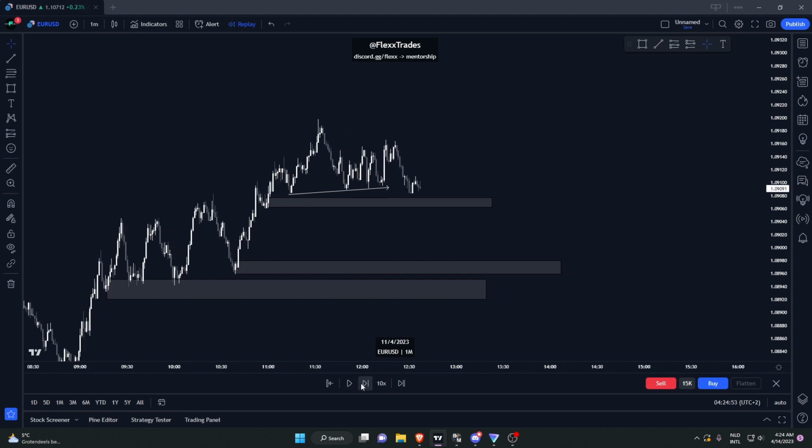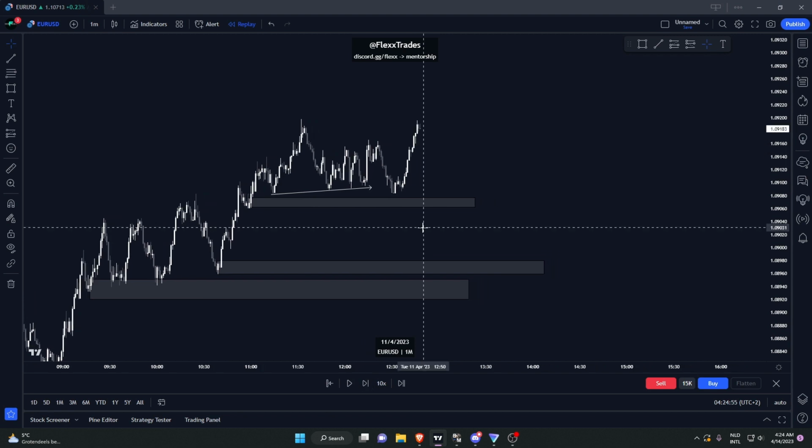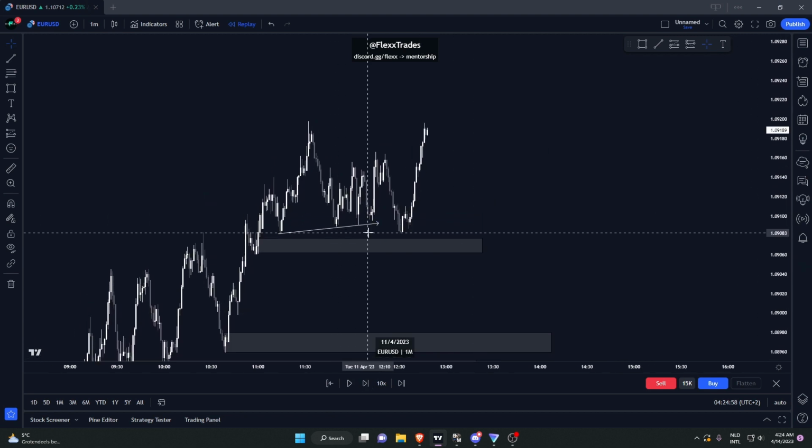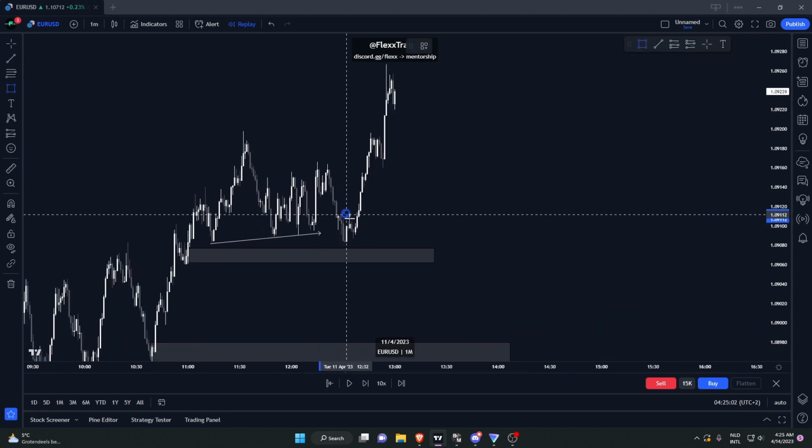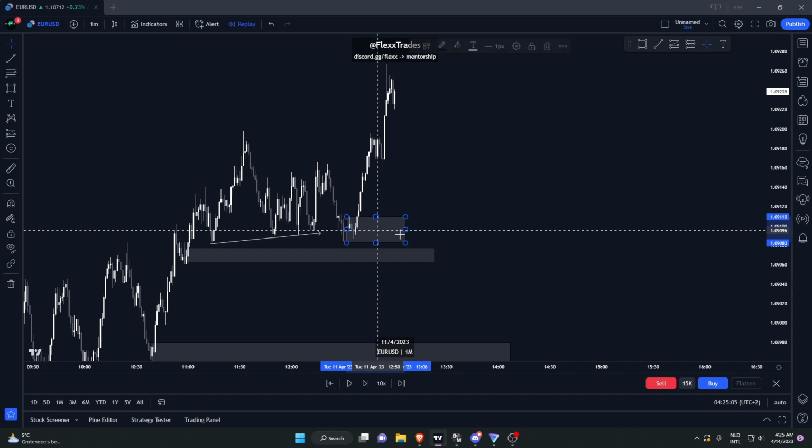So let's see. We want to tap in our zone. Looks like we didn't get the tap in. They did take the liquidity though, as we expected. So yeah, there it goes. Nice push to the upside. Let's see if we can get a buy setup right here.